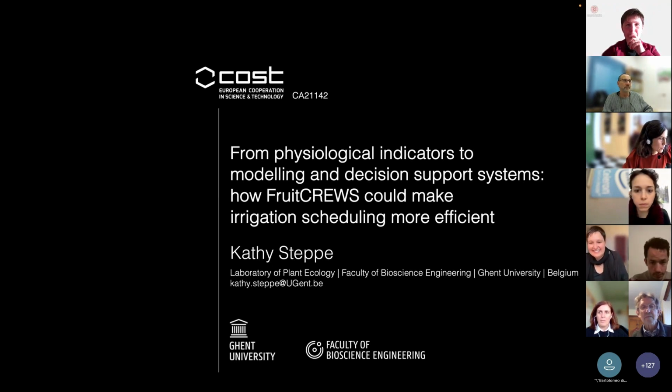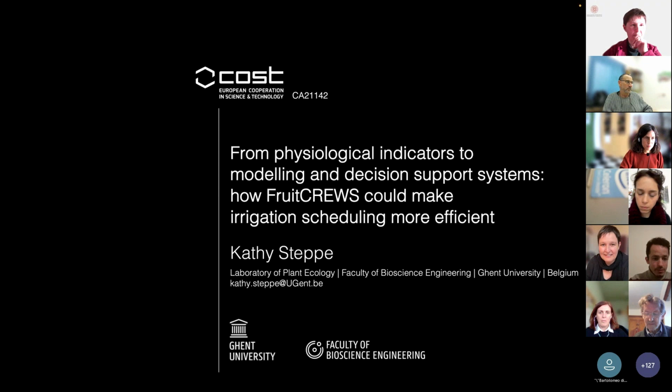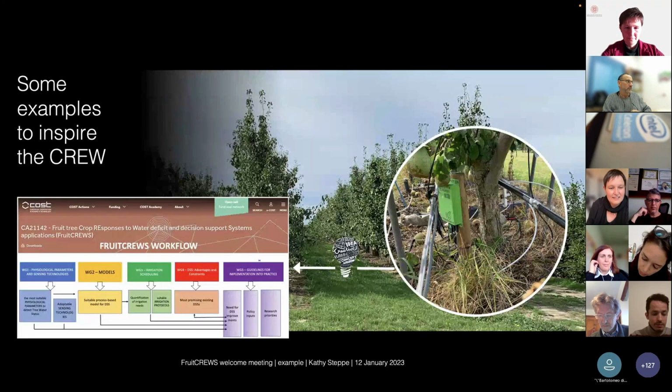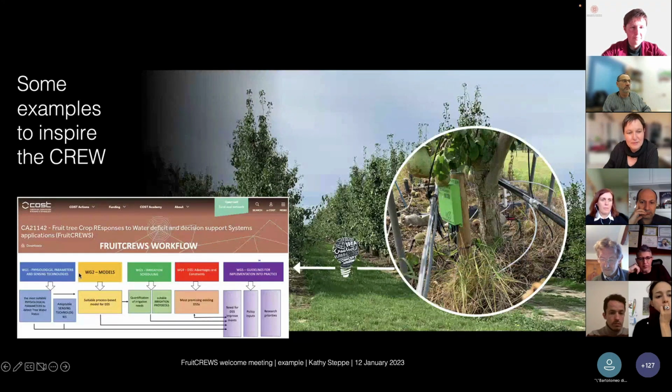Okay, good. Thank you for the opportunity to give this example. We have given it the title From Physiological Indicators to Modeling and Decision Support, how FruitCREWS could make irrigation scheduling more efficient.